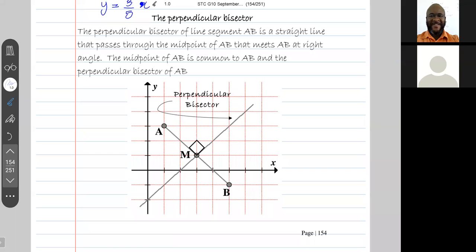Guys, one of the last things, well, it isn't actually, we definitely need another class on this. But we're getting down to the last part of this lesson. We need to talk about the perpendicular bisector.